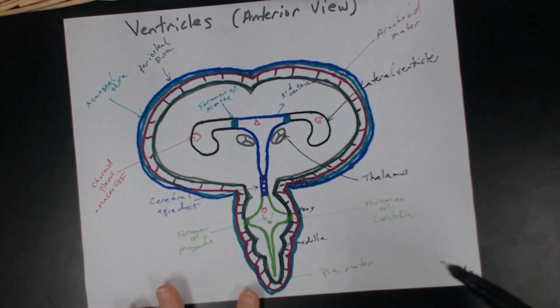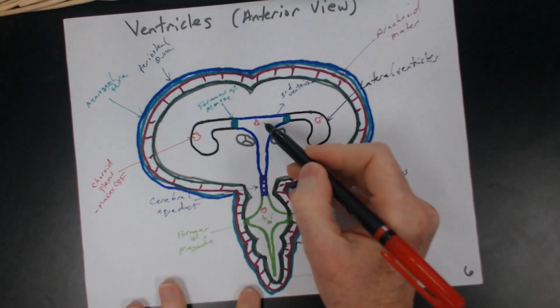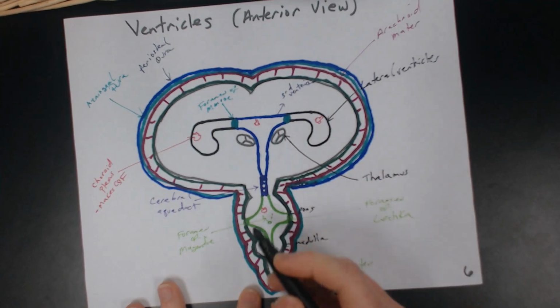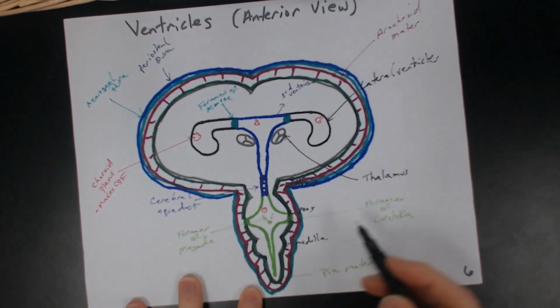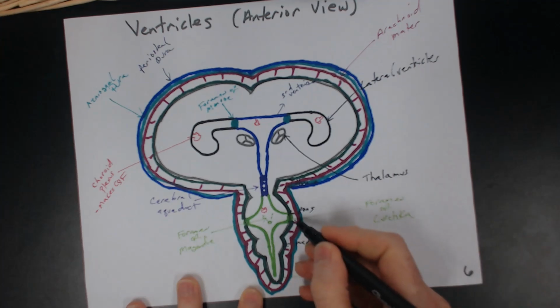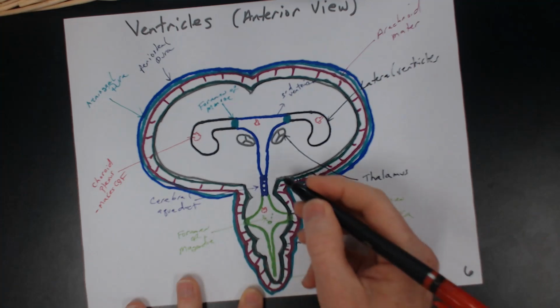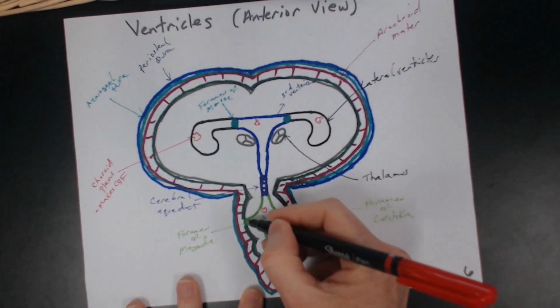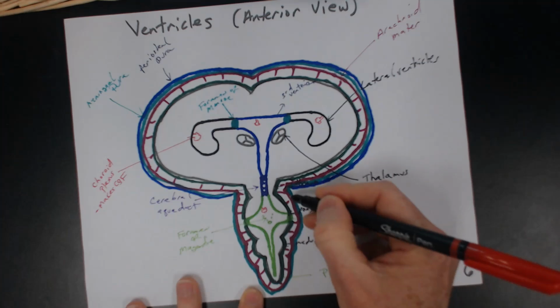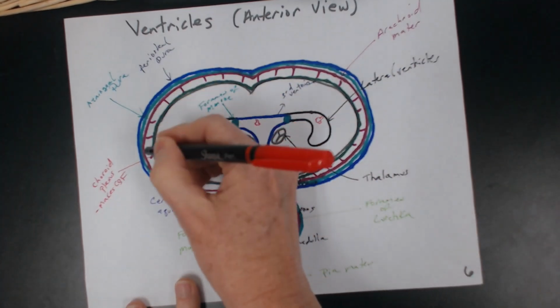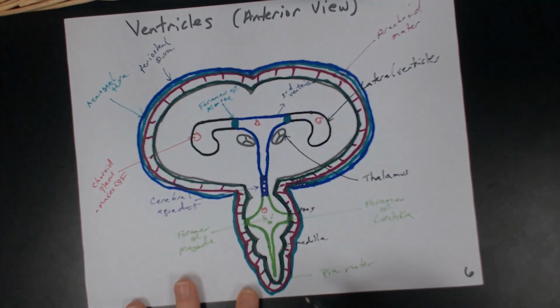And you can see, as the CSF is made in the choroid plexus, it goes through the foramen of Magendie and the foramen of Luschka here, which are connected to the subarachnoid space. So the CSF is made here, but then it filters out into the subarachnoid space all the way around. It does that by flowing through the foramina in the fourth ventricle. That's the importance of that. Does everybody see that?